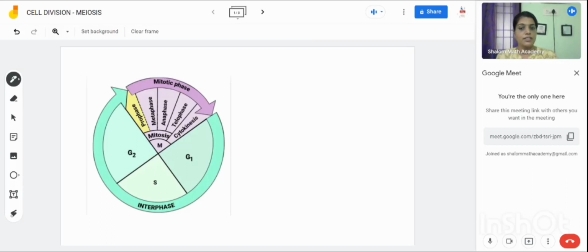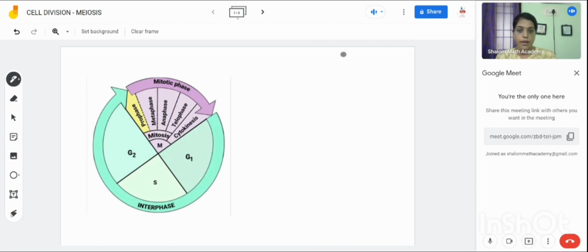Meiosis actually is divided into two parts, meiosis 1 and meiosis 2. We would have already read that meiosis takes place in what kind of cells? In cells that have sex chromosomes, so they are called allosomes. And where does mitosis take place? It takes place in autosomes. This is something that we have already learned.